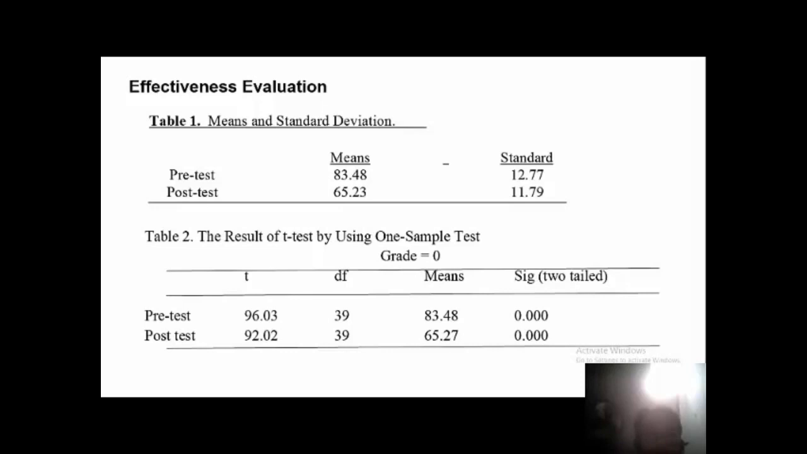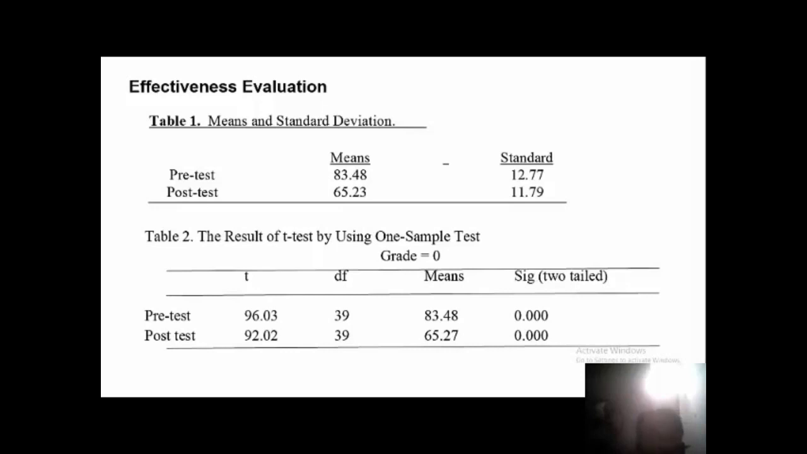The average post-test score was 83.48 with a standard deviation of 12.77, compared to 65.23 on the pretest with a standard deviation of 11.79. As a result, there were scores that differed, and the t-test with one sample test was employed to examine the significance of the differences in both of them.